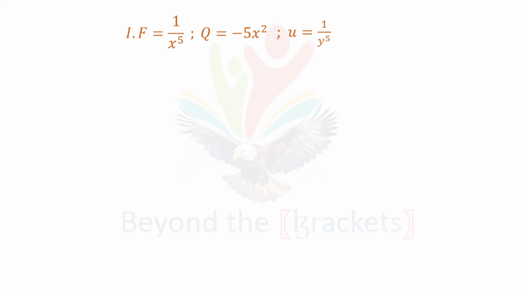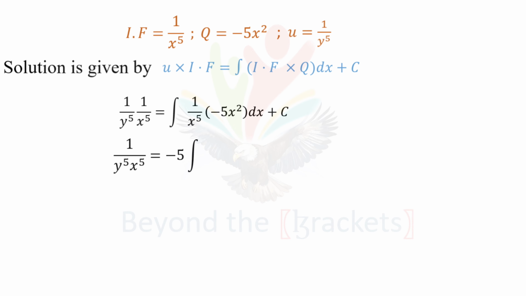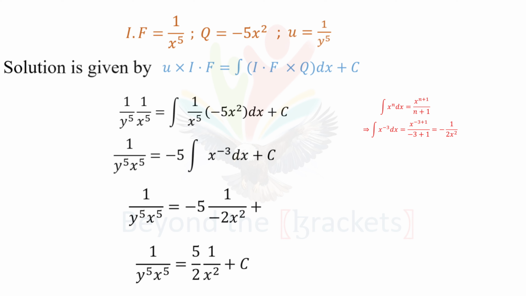For this linear differential equation, the solution is given by u into integrating factor is equal to integration of integrating factor into q with respect to x plus c. Substituting the values of u, integrating factor and q, x square and x power 5 cancel out in the numerator and the denominator. So we get integration of x power minus 3 with respect to x plus c, which will be x power minus 2 by minus 2. That completes the solution for the first question.